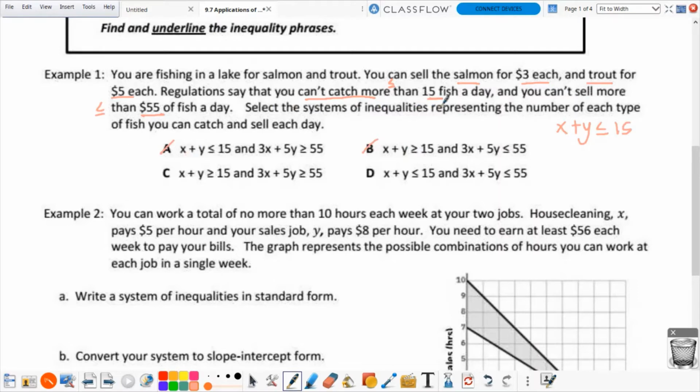And then it says select the systems of inequalities for how many you can sell each day. So we can sell no more than $55 a fish a day. So we know that we sell salmon for $3, so that's going to be 3x. We sell trout for $5, so that's going to be 5y. And we know that it's going to be less than or equal to 55. So out of C and D, we're left with D, that is going to be the correct answer.